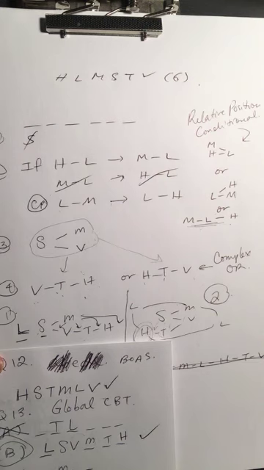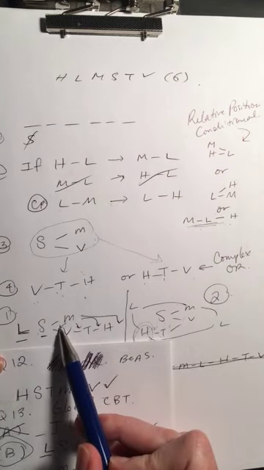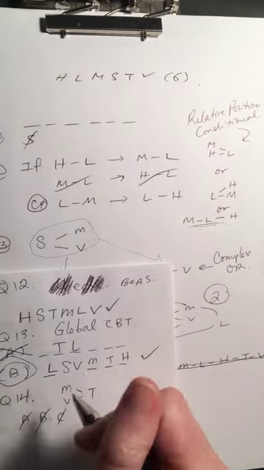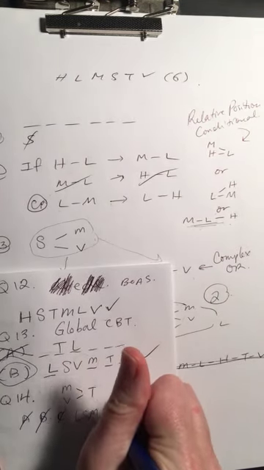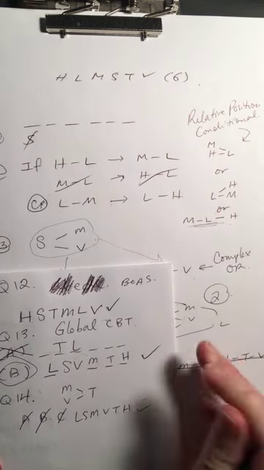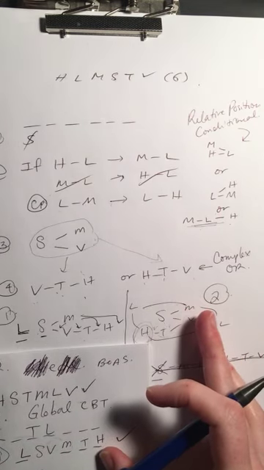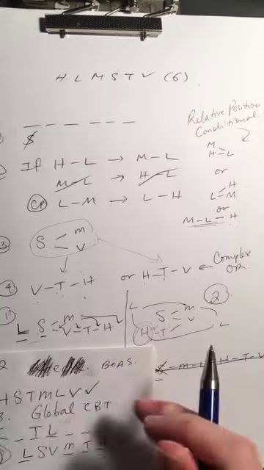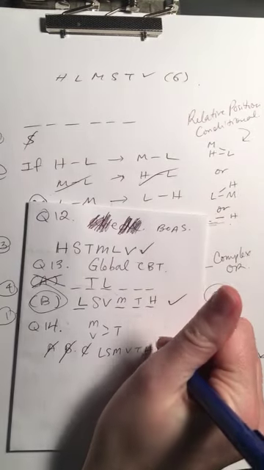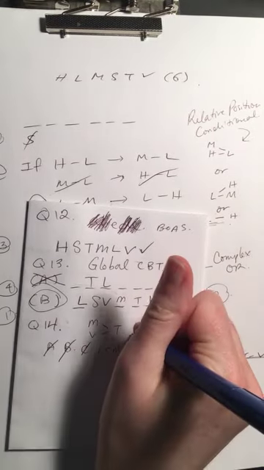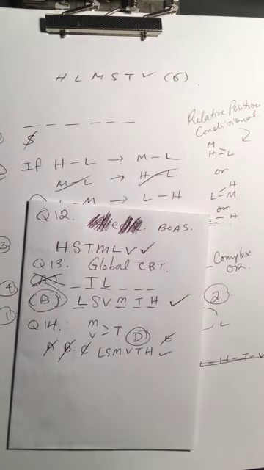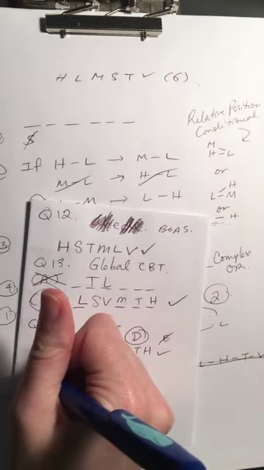The mirror is earlier than the vase. That's possible, right? The mirror could jump in there. So we could have L, S, M, V, T, H. That's possible. The sundial earlier than the lamp? Nope, that's not going to work either. So we did process of elimination, but we also confirmed that there is a solution where D works, so D is the correct answer.